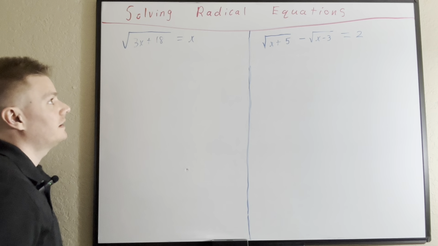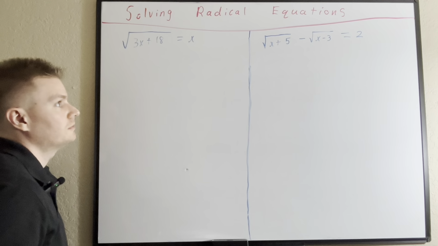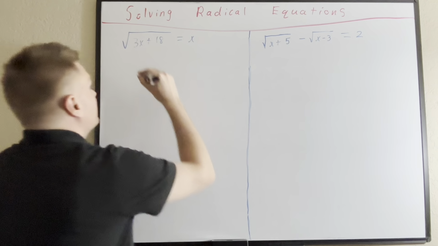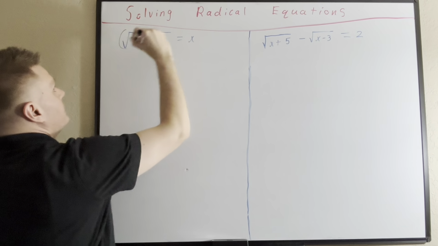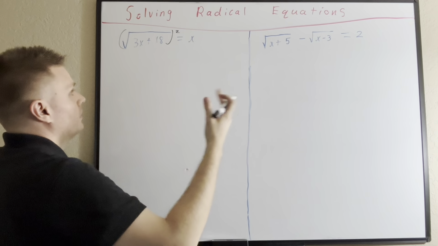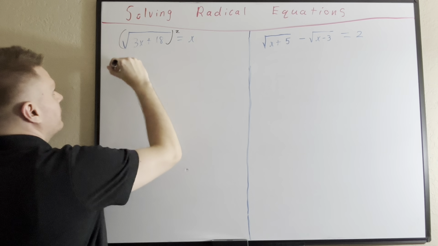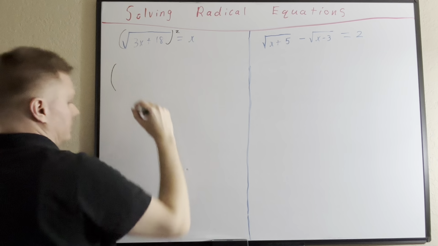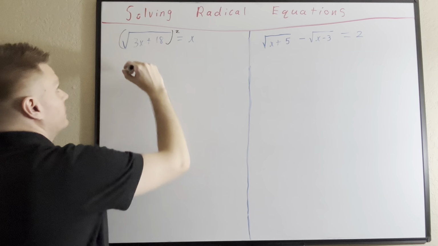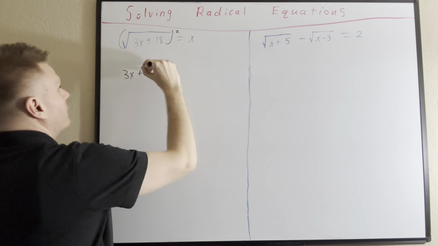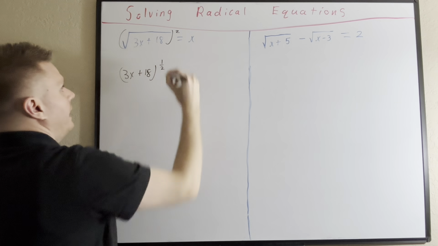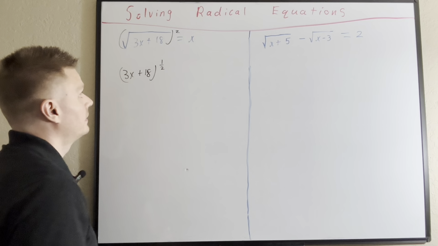In order to get rid of the square root symbol, we have to square it. We have to do the opposite, and the opposite is to raise it to the power of 2. Now, why does that work? Well, the square root symbol is actually an exponent. It's 1/2, right?